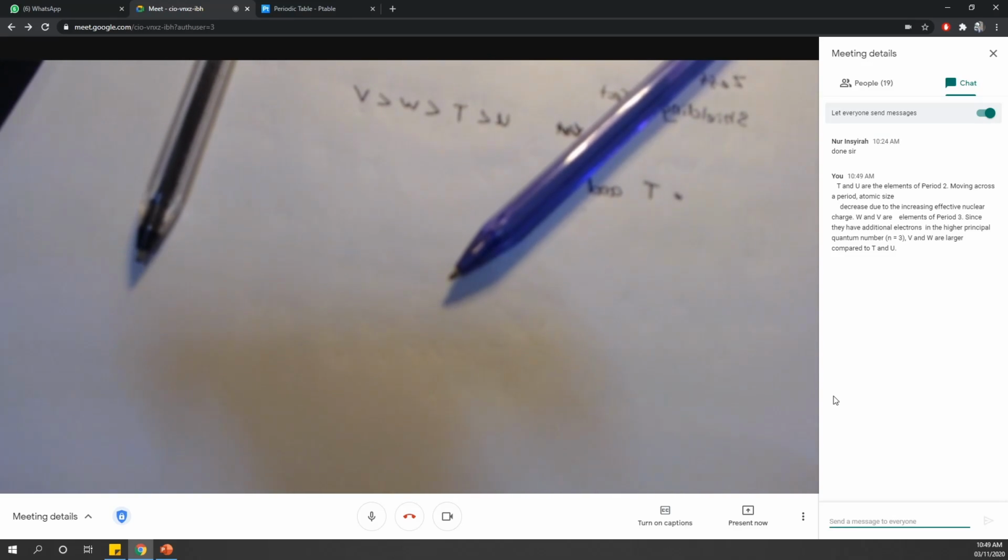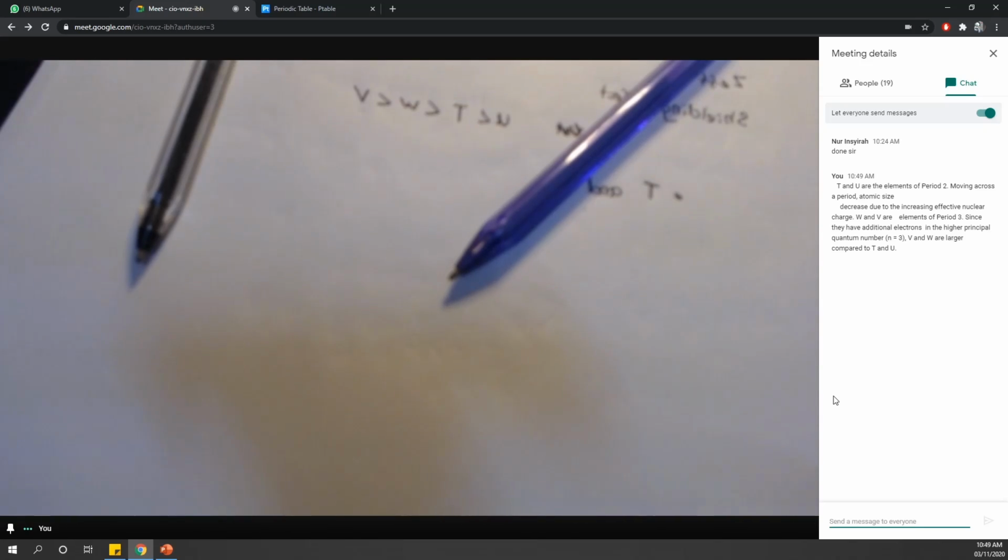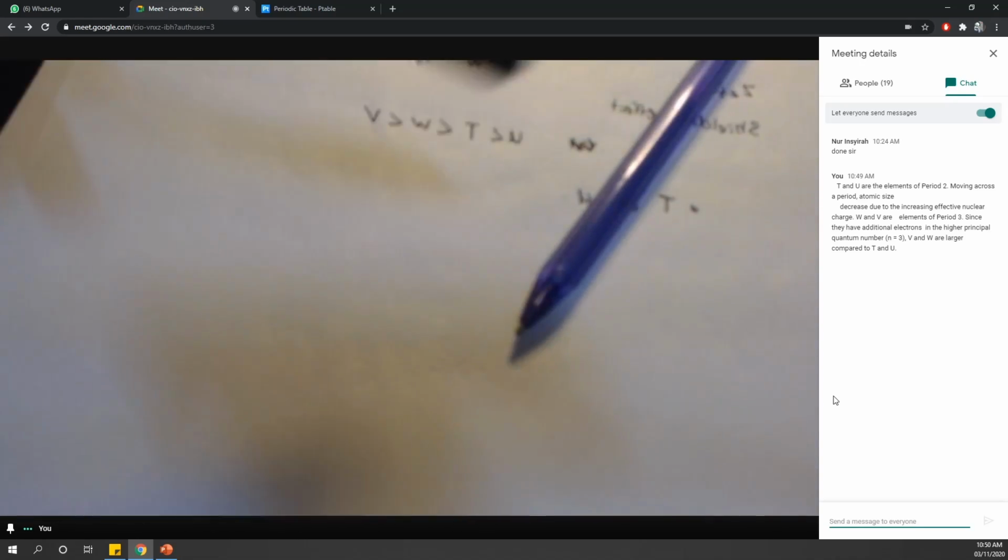So, it says T and U are elements of period 2. Moving across, atomic size decreases, because their highest principal quantum number is 2. So if we move across the period, their size decreases, and also due to increasing effective nuclear charge. We already saw it earlier: for T plus 6, for U plus 8. So across the period, the effective nuclear charge increases, so the atomic radii decrease.